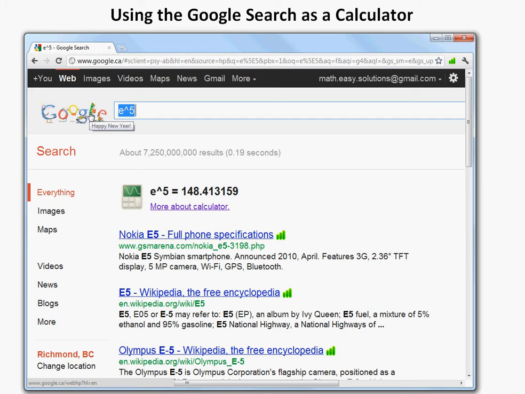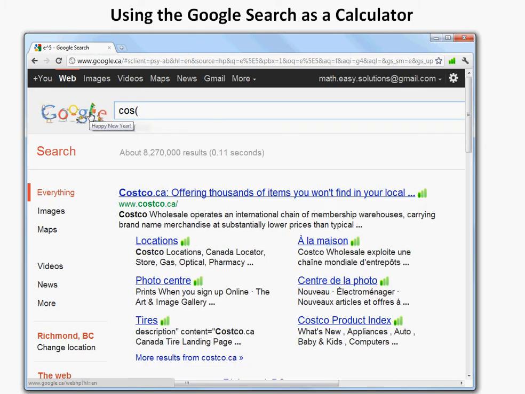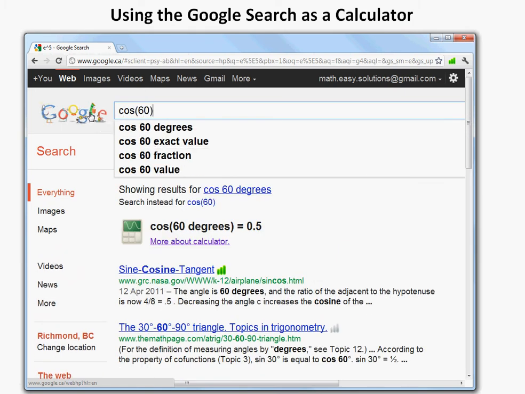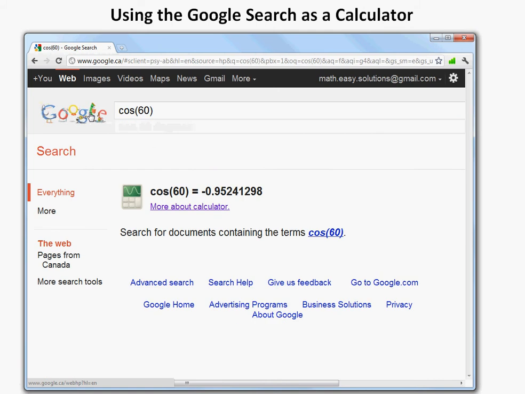Okay, you could also do cosine. Let's go cosine 60. It uses radians initially. So radians is the default. One thing you should know is the default units. Radians for angles is the default, and it uses the metric system as default, so meters would be the default for length and so on.